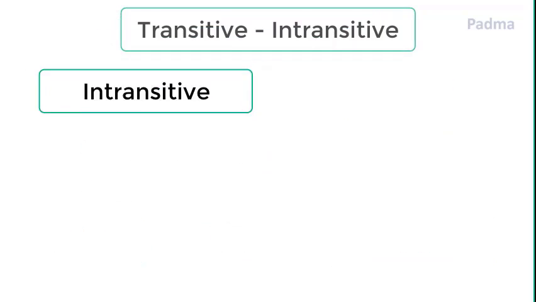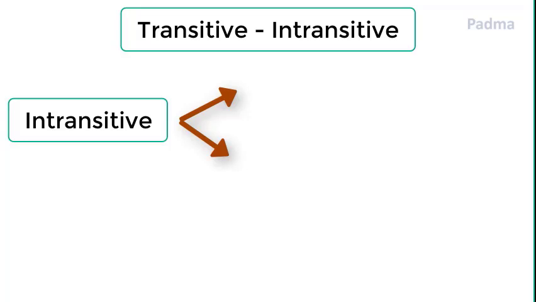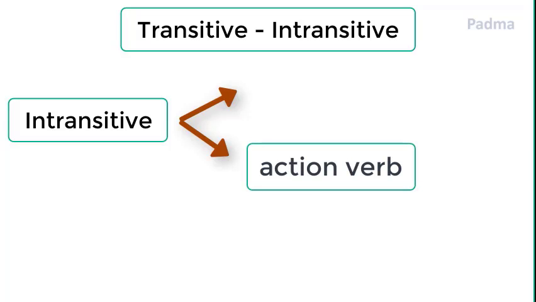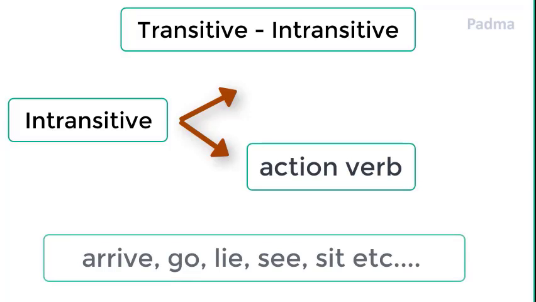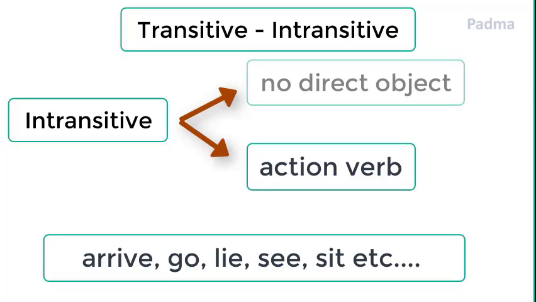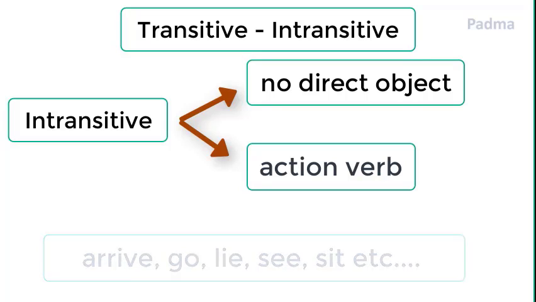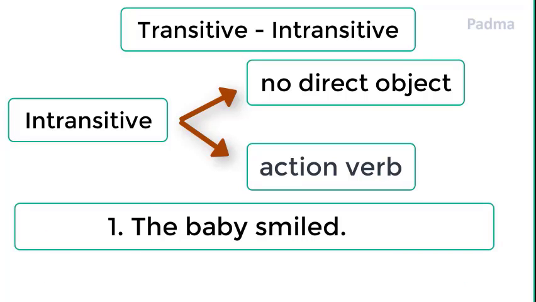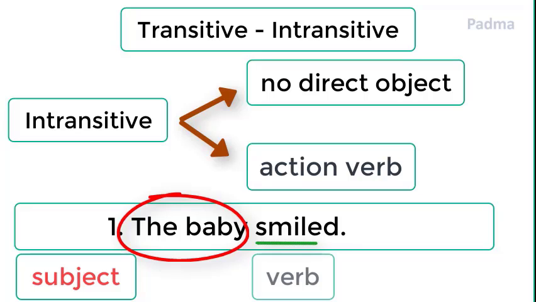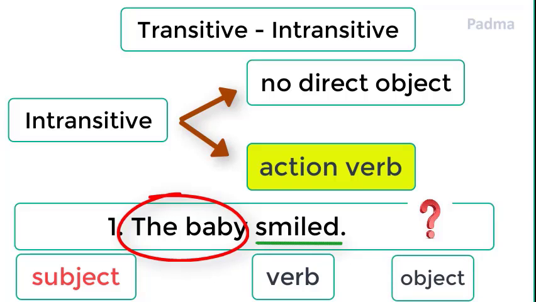An intransitive verb has two characteristics. First, it is an action verb expressing a doable activity like arrive, go, lie, sneeze, sit, etc. Second, unlike a transitive verb, it will not have a direct object receiving the action. Here is an example. The baby smiled. The baby is the subject here and the verb is smiled. It is an action verb and there is no object to receive the action of the subject. Hence it is an intransitive verb.